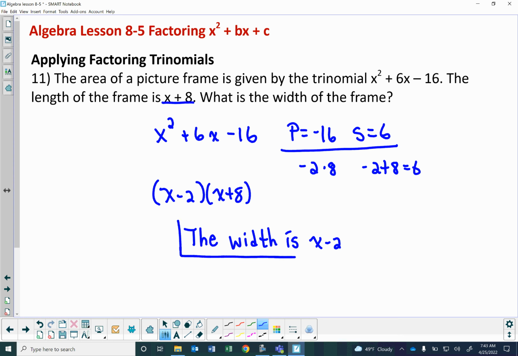And there we have it. That is factoring trinomials of the form x squared plus bx plus c.